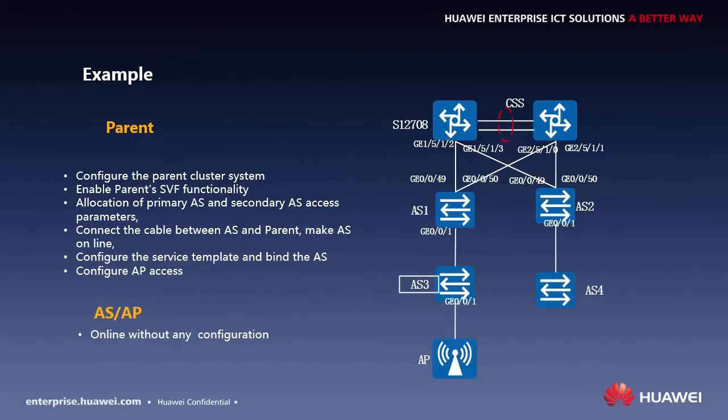Here is an example of deploying an SVF system. Before we start, let's sort out the entire network architecture and configuration roadmap. The network architecture is clear. From top to bottom, there are the parent, Level 1 ASs, Level 2 ASs, and APs. The S12708 is used as the parent to improve SVF system reliability. Here, two S12708 switches are deployed in a CSS system. S5700 LI switches are deployed as Level 1 and Level 2 ASs and connected to APs.